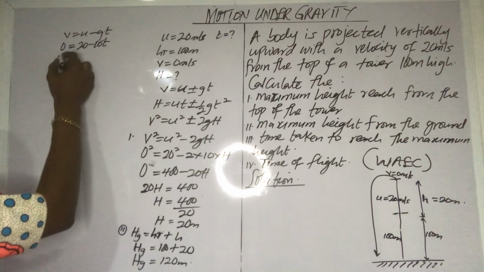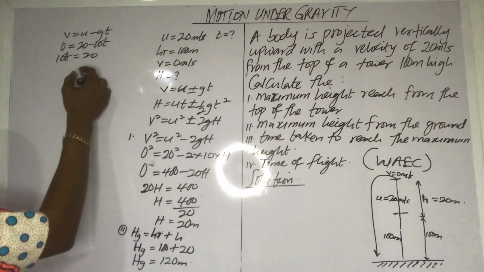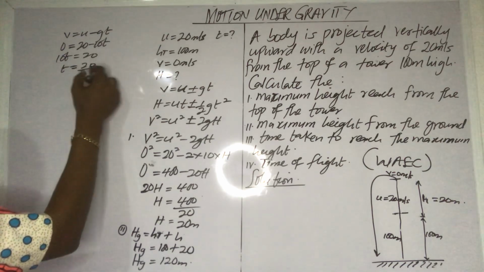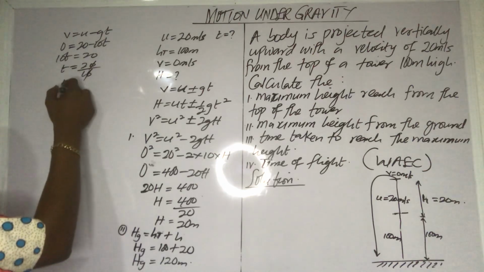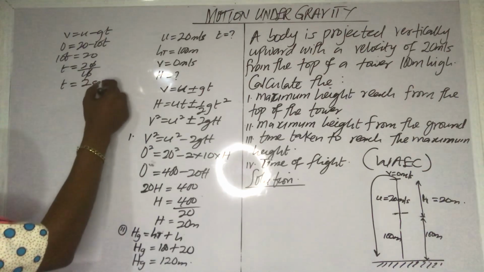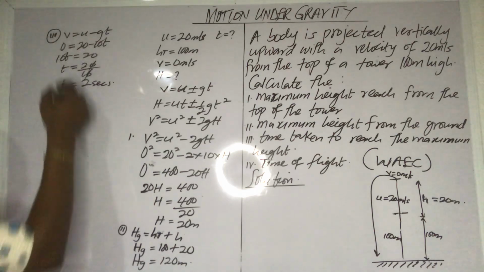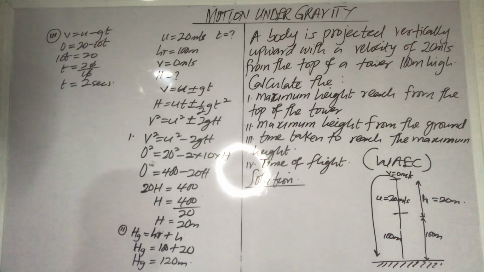If I collect like terms, I will have 10t equal to 20. Divide both sides by 10. I have 20 over 10; this and this will cancel. Then you have 2 seconds. So the time taken to reach the maximum height is 2 seconds.